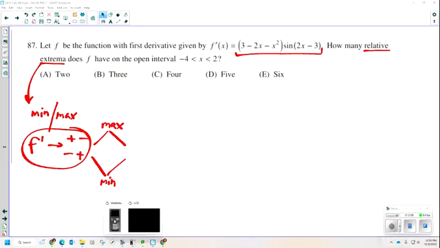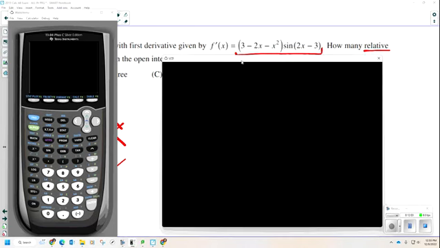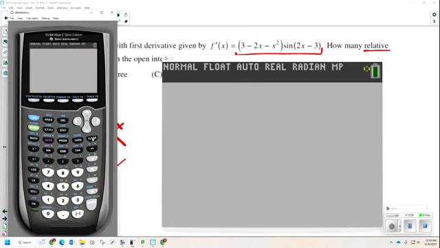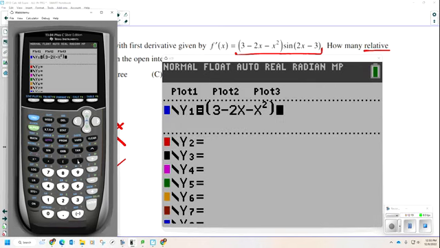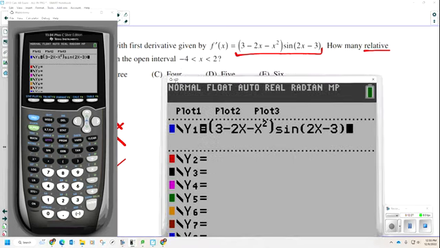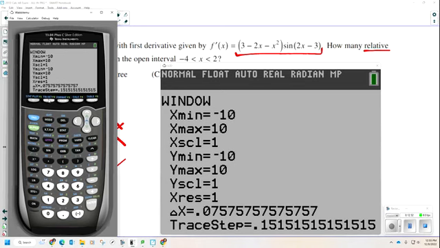The first thing I'm going to do is graph the first derivative that they give me. Clear this out. Oh, the memories of the last problem. Let's look at y equals, and we have in parentheses 3 minus 2x minus x squared times the sine of 2x minus 3. Did they give me an interval? Yeah, from -4 to 2. I don't care about anything outside that interval on the x-axis. So my x minimum is -4, and the maximum is 2.